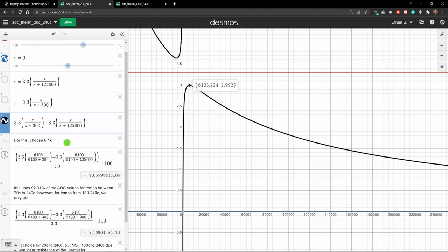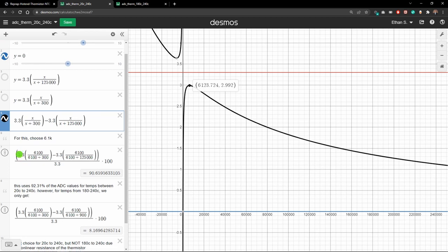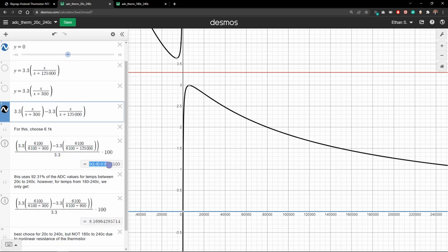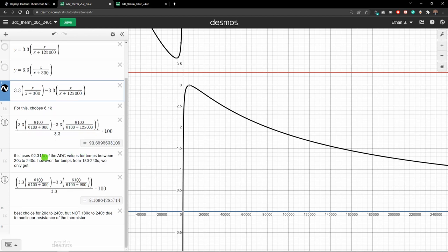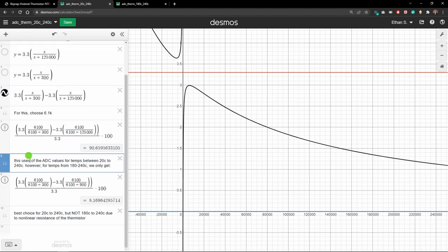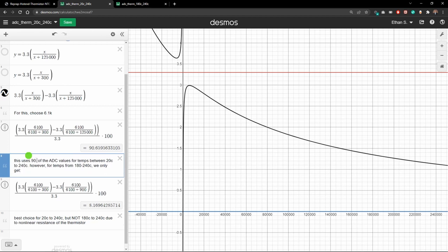So if we choose this around 6.1K, we're actually getting about 90.66% of the ADC usable range, which is pretty good. This value is wrong. I did a different calculation earlier, but this is actually a pretty good range here. We're almost at using 100% for the temperatures of 20 to 240C.